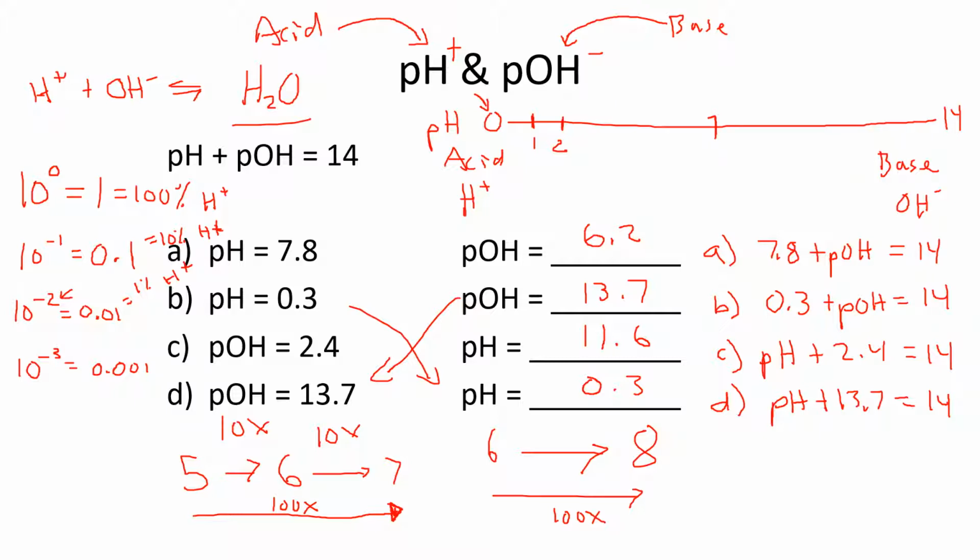So between pH 0 and pH 1, 10 times more hydrogen. pH 1 has 10 times more than pH 2. If I had a pH 3, pH 2 would have 10 times more H plus. So it is an exponential scale. So the pH is the negative exponent. If I have 10 to the negative 1 concentration, that's a pH of 1. If I have 10 to the negative 2 concentration, then I have a pH of 2. If I have 10 to the negative 3, then it's a pH of 3.